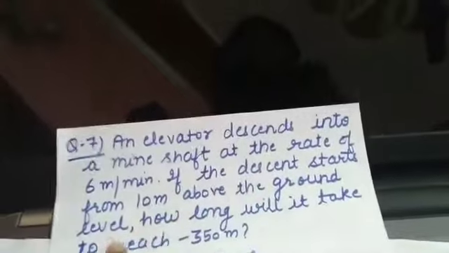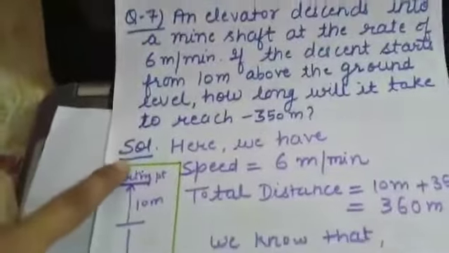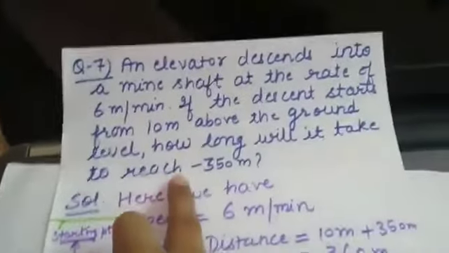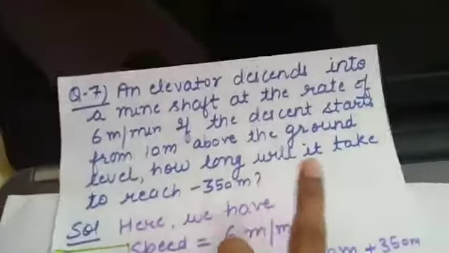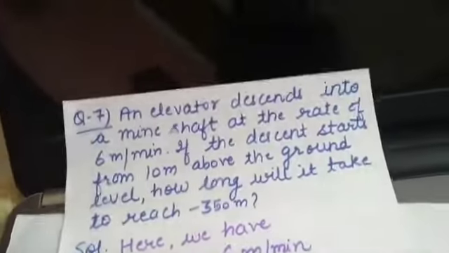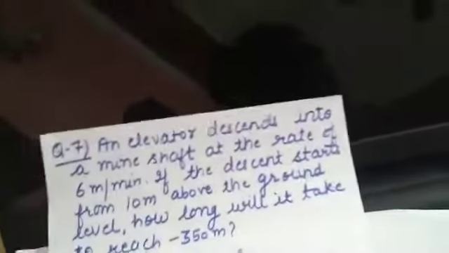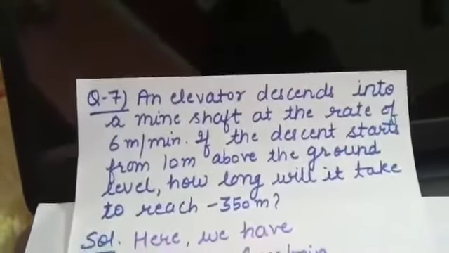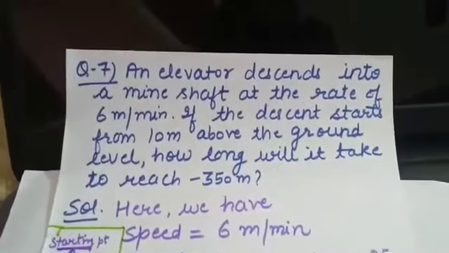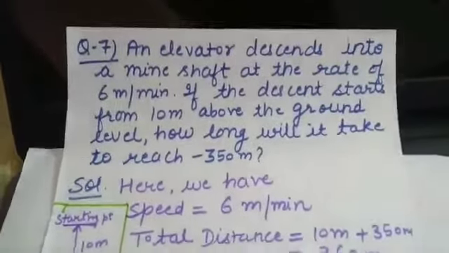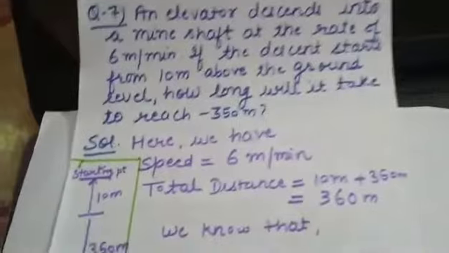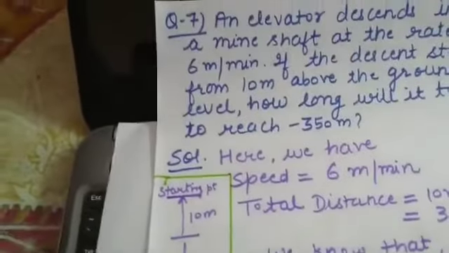If the descent starts from 10 meter above the ground, how long will it take to reach -350 meter? Long means you have to find the time. Here we have the speed given, and we need the total distance. How will it be the total distance?